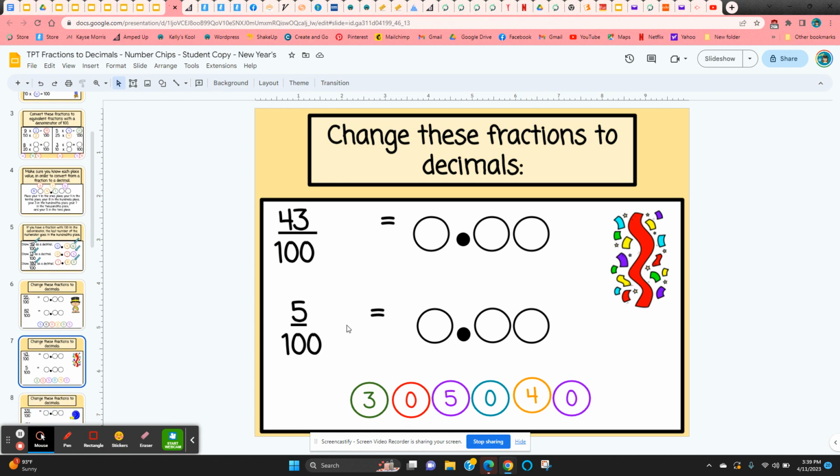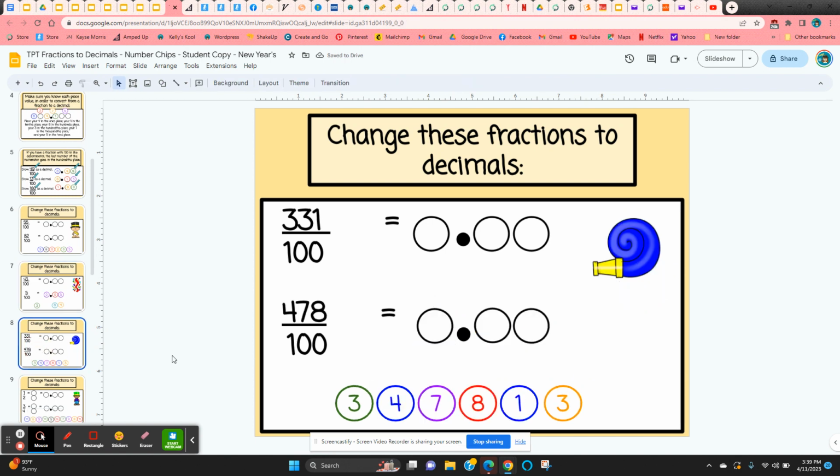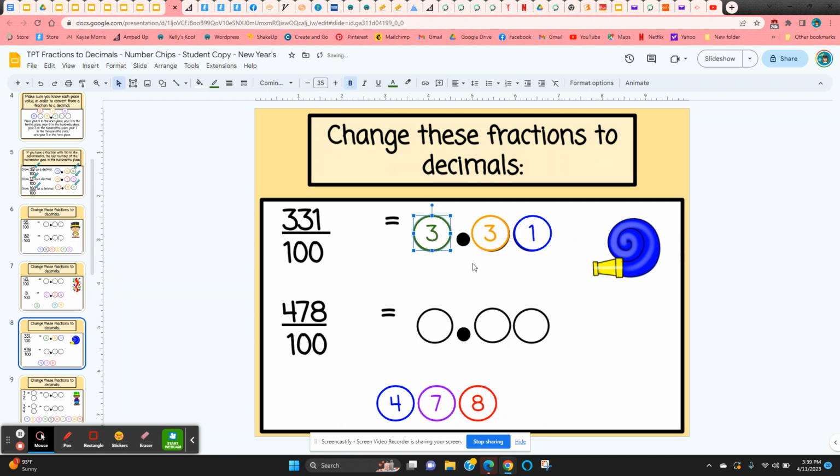Same thing on slide 7. This time we have 5/100, so we want to make sure the students are placing the 5 in the correct place. Students would tend to put it in the tenths place instead of the hundredths place. Slide 8 has fractions that are greater than 1. Same rule applies. The number on the far right will go in the hundredths place. So they can see that the decimal answer is going to be greater than 1.